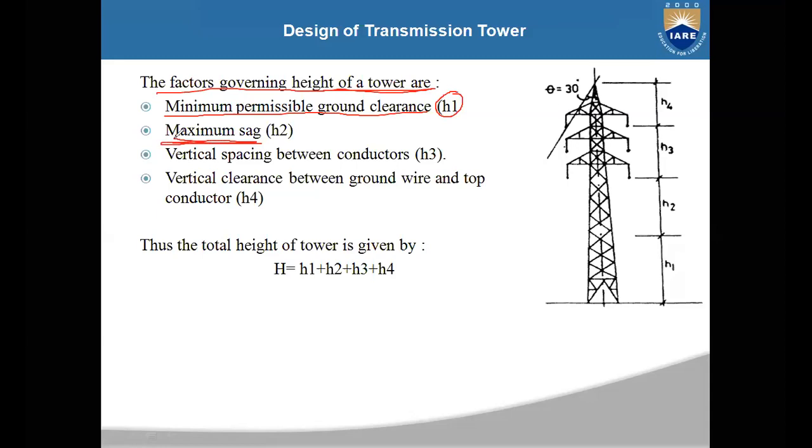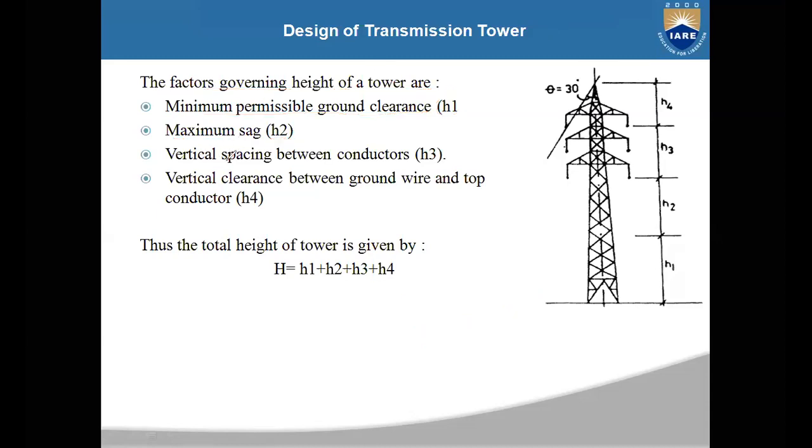Okay, so what is the maximum sag that can be allowed? Sag is nothing but the lowest distance between the lowest point on the conductor and the tower support. Okay, so this distance is called the sag. But during summer seasons, the conductor will expand. When a conductor is expanding, it will come down like this, and now the sag increases. So now what is the maximum sag that can be allowed? That will be H2. Okay, H2 you have to decide.